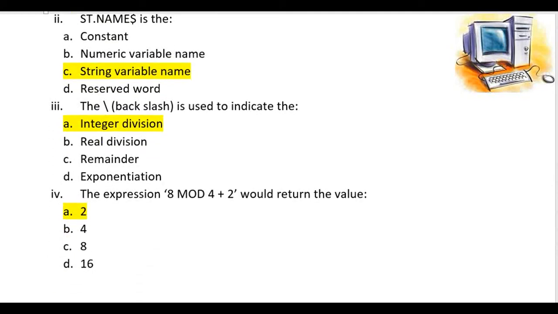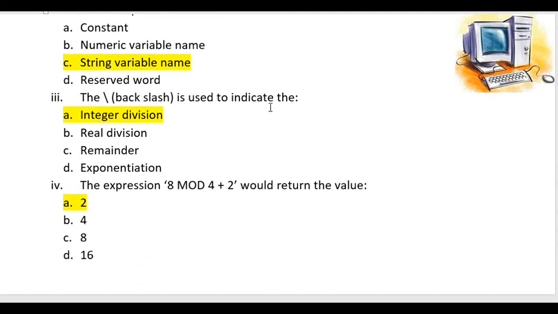Third MCQ is the backslash is used to indicate the integer division. Remember, there are two types of division symbols we use in BASIC. First one is forward slash, that is real division, and the backslash is used for integer division. We have already explained these two operators previously.